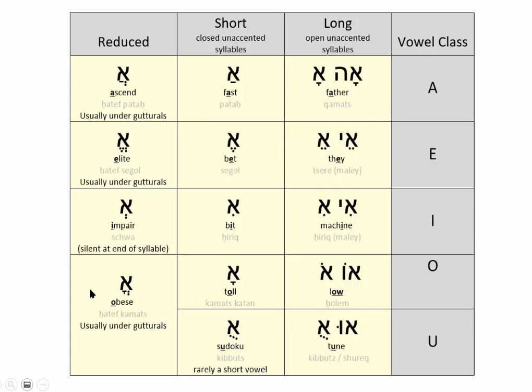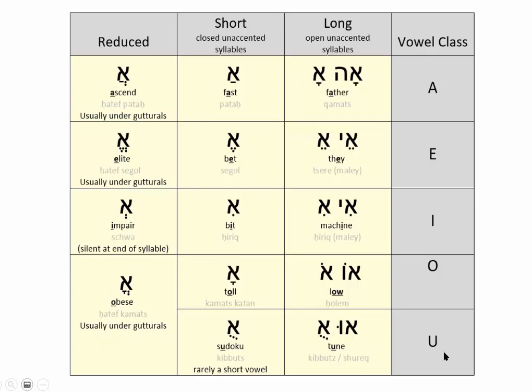There's also a reduced vowel for the O class. It's extremely short, but it has more of an O sound to it rather than an indistinguishable one, as in obese. This chatef kamatz, again, is usually going to be found under guttural letters.